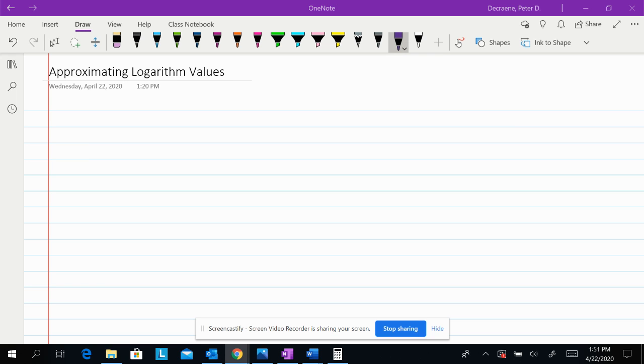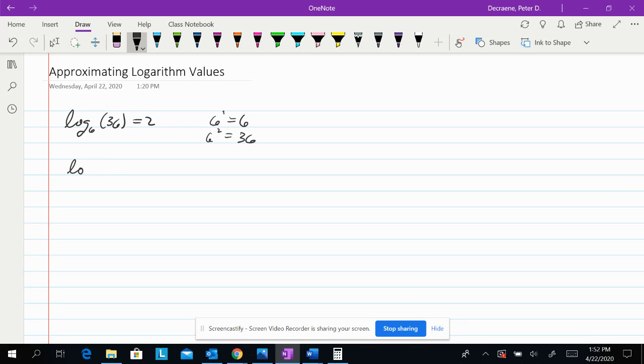Hi everybody. Today we're going to talk about how to find decimal approximations for log values. Let's look at some things we already know. We already know that the log base 6 of 36 is equal to 2 because 6 to the first is 6 and 6 squared is 36, and the logarithm tells us what the exponent is.